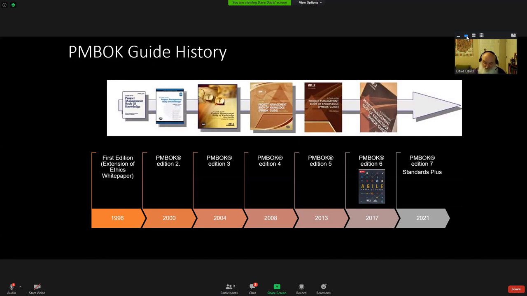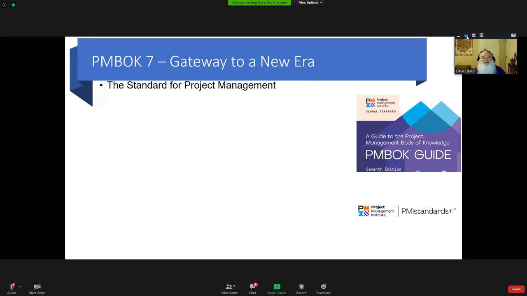But the first and foremost I want to talk about on this is it being a gateway to a new era. We're still going to have the PMBOK guide, and it's still going to be the standard for project management, but that's just going to be a part of it. Within the standard, there's going to be 2 major components. One is the value delivery system, and another are project delivery principles. By the way, I'm going to talk about all these towards the end. This is kind of like here's what I'm going to tell you.